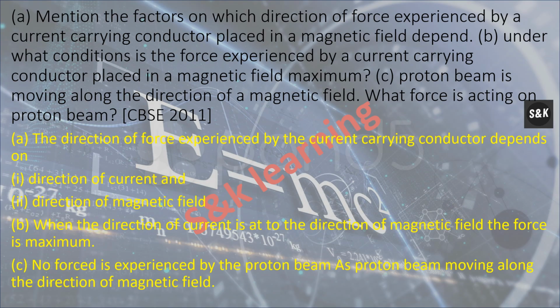Mention the factor on which the direction of force experienced by a current carrying conductor placed in a magnetic field depends. The direction of force experienced by a current carrying conductor depends on the direction of current and the direction of magnetic field. Under what condition is the force experienced by a current carrying conductor placed in a magnetic field maximum? When the direction of current is perpendicular to the direction of magnetic field, the force is maximum.